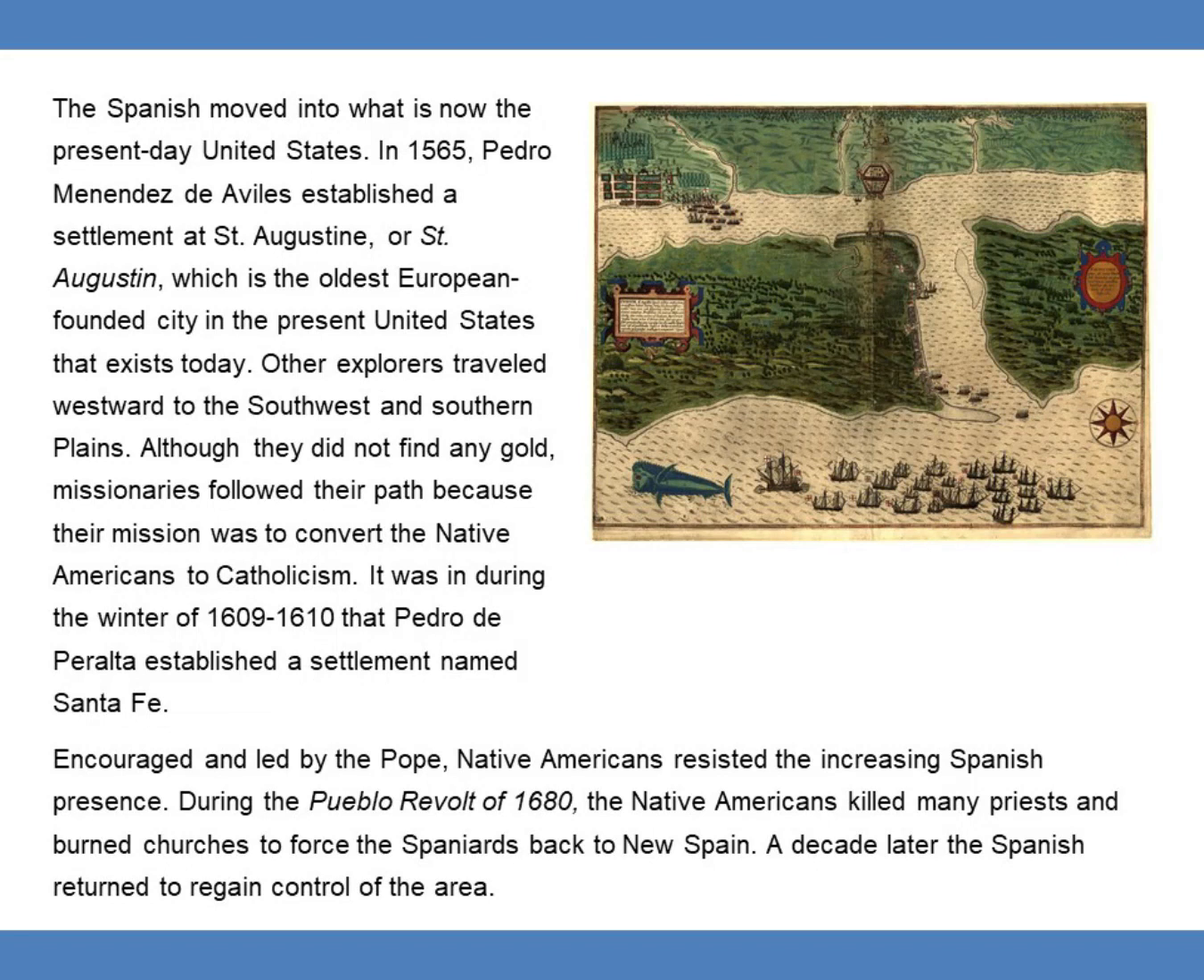Encouraged and led by the Pope, Native Americans resisted the increasing Spanish presence. During the Pueblo Revolt of 1680, the Native Americans killed many priests and burned churches to force the Spaniards back to New Spain. A decade later, the Spanish returned to regain control of the area.